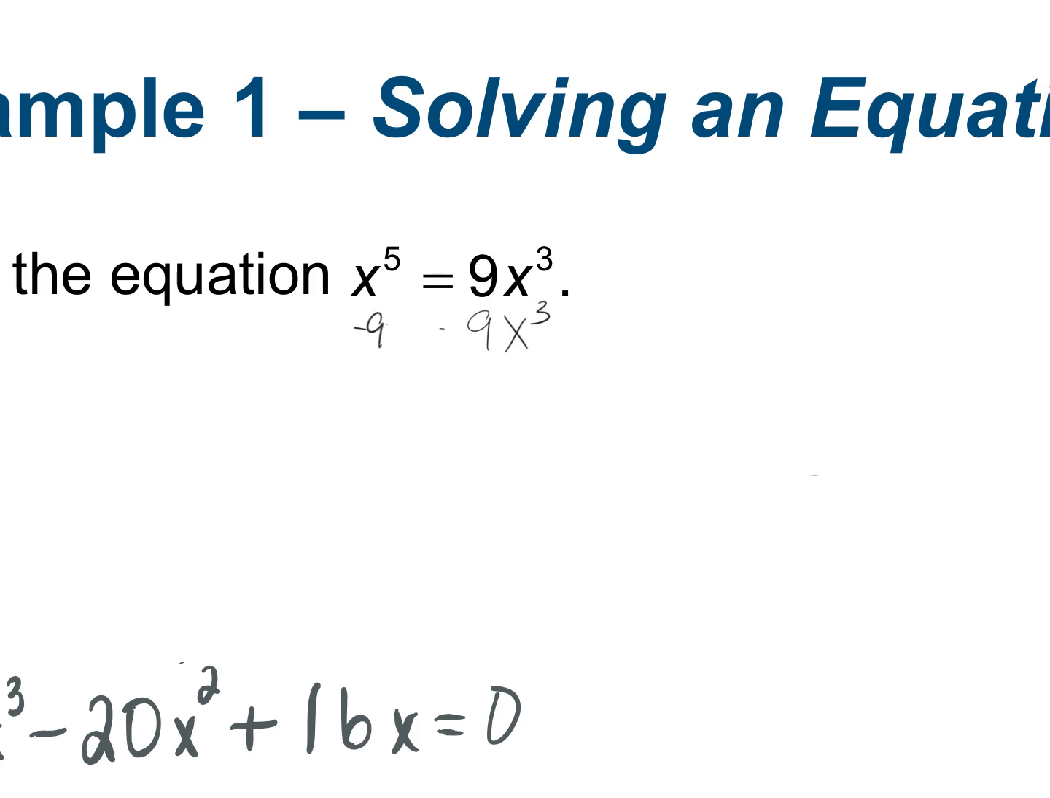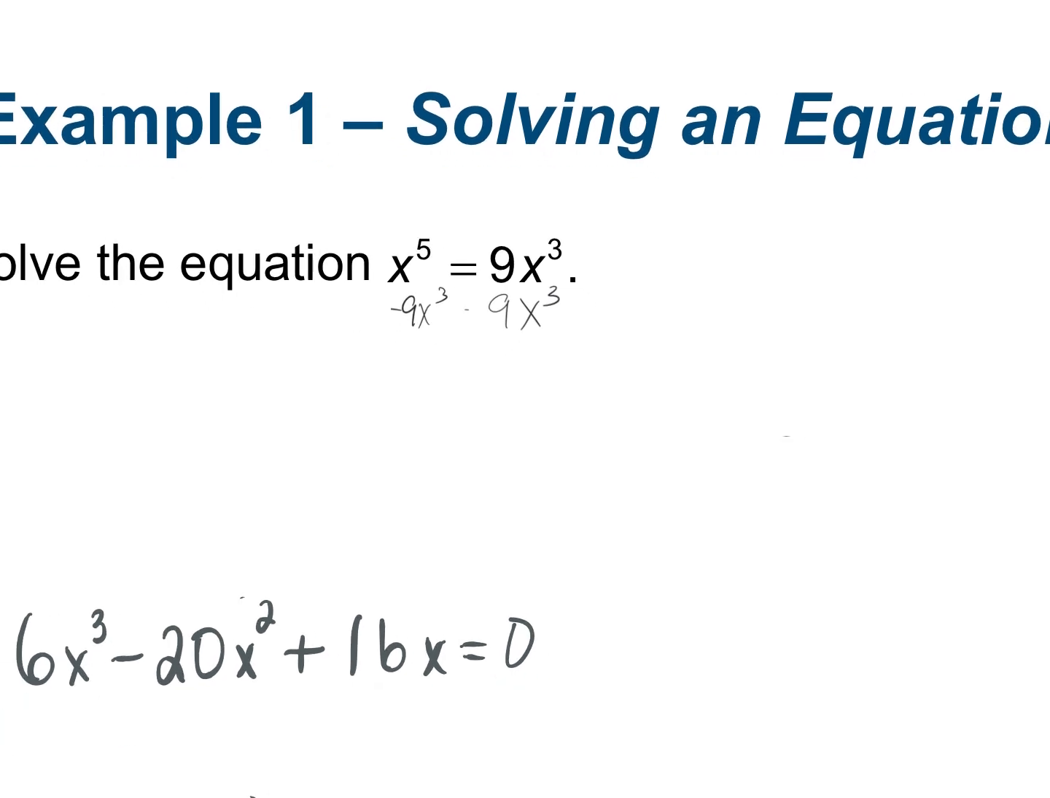cubed from both sides. Now, the reason I do this is to put all the x's on the same side, which will allow me to make the equation equal to 0. So I get x to the 5th minus 9x cubed equal to 0. Now, when I do that, I can take out the greatest common factor, which would be x cubed. So I'm left with x squared minus 9 equal to 0.